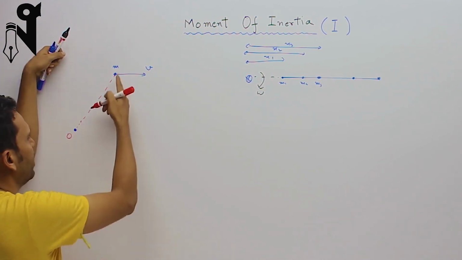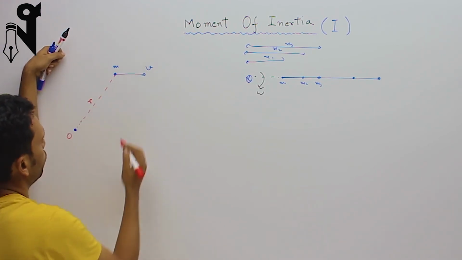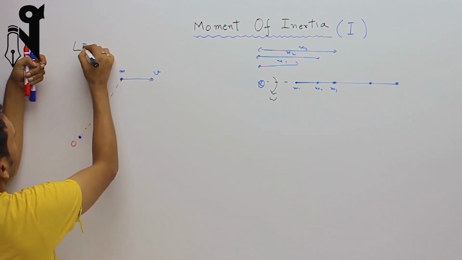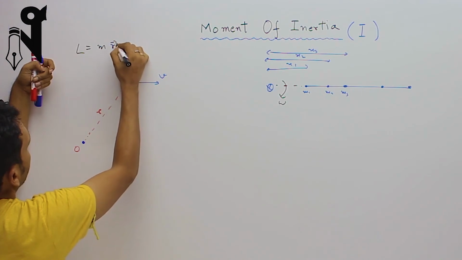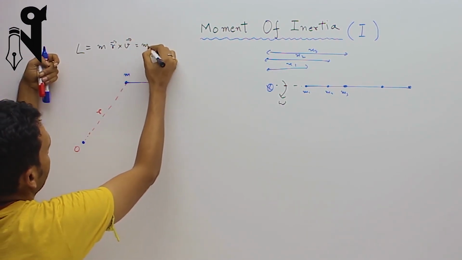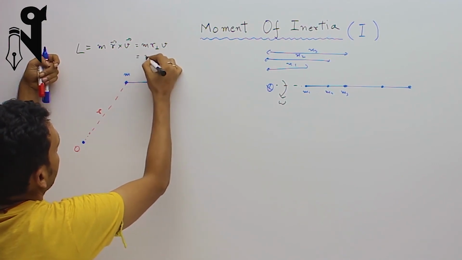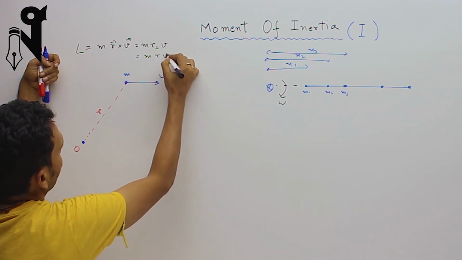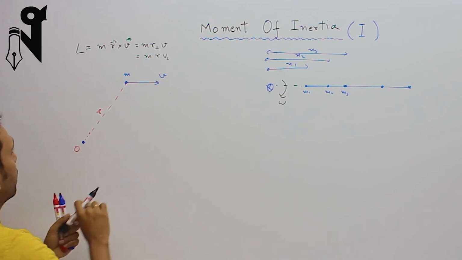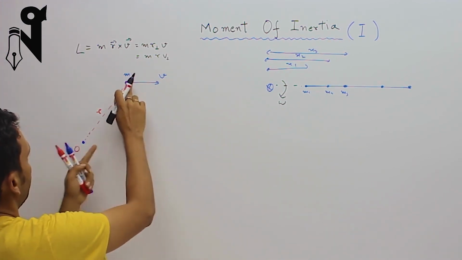So what's the angular momentum? You need to know the distance. Say this distance is r, velocity is v, angular momentum is given by the formula m r cross v. In fact it will be m r perpendicular times v, or m r v perpendicular. Now what do I mean by that? We are doing a simple cross product. Before we do that cross product, we need to know whether this r is from O to the mass or mass to O.